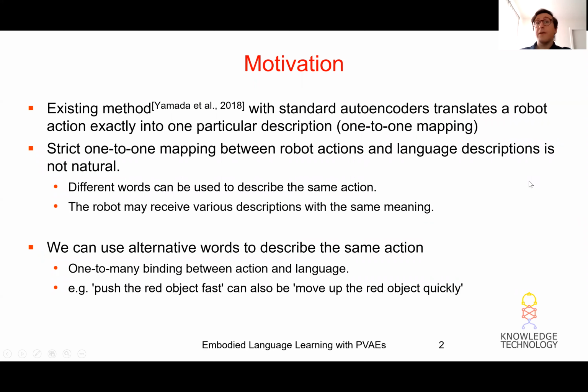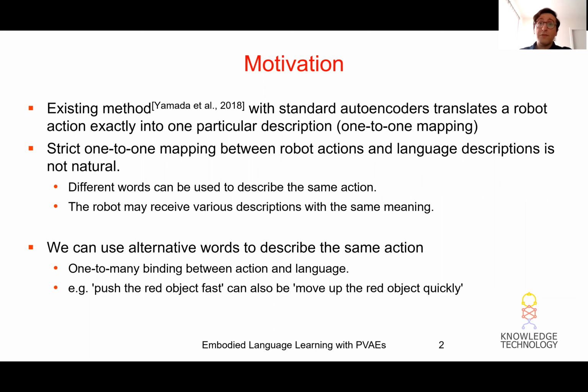The existing method by Yamada and others with standard autoencoders translates the robot action exactly into one particular description. Therefore, there is a one-to-one mapping between a robot action and a description. However, the strict one-to-one mapping between robot actions and language descriptions is not natural or realistic because different words can be used to describe the same action, and the robot may receive various descriptions with the same meaning.